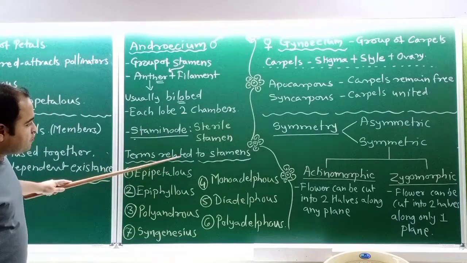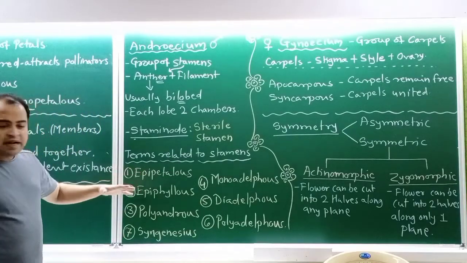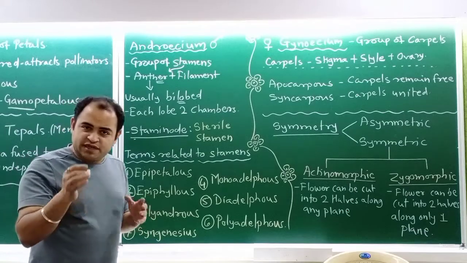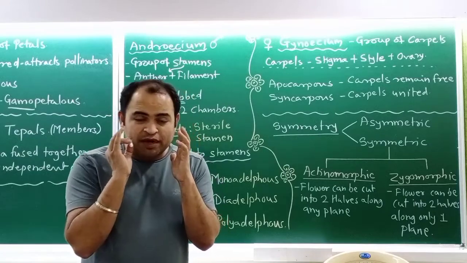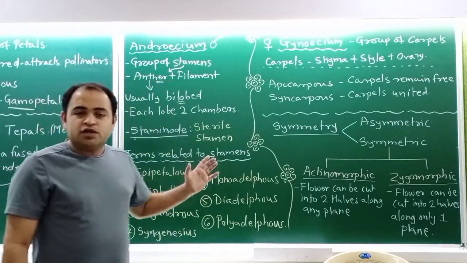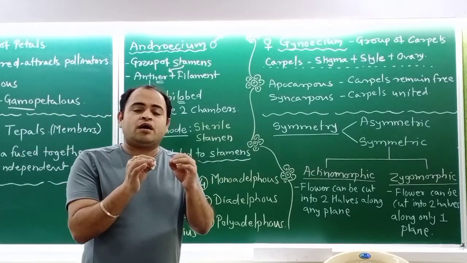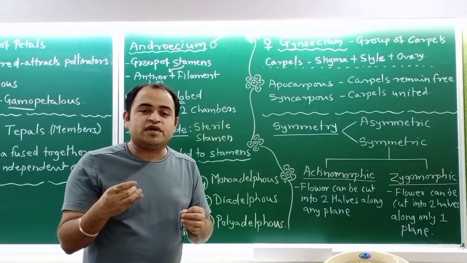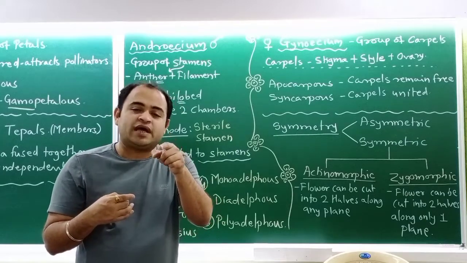Now the terms which are related to the stamens are Epipetalous. You have seen that image. If you are remembering that image, then it is fine. But I think it is not possible for you to remember each and every image with each and every example. So simply go back to the presentation, or try to read the things from the presentation itself. I think the PDF is available with you and you can go through it.